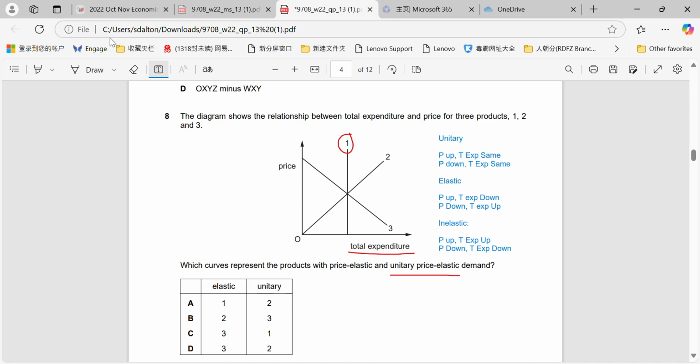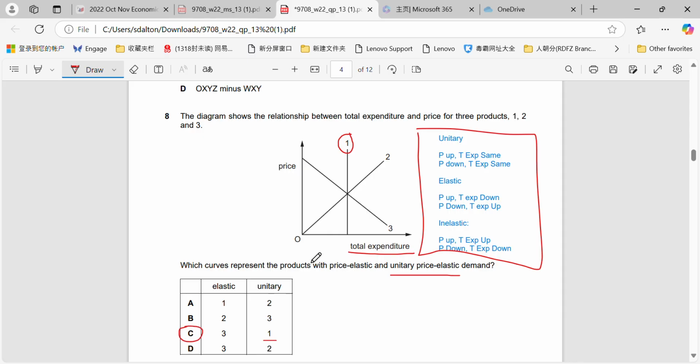Okay, now once we know that basic information, which we have to know to be able to answer the question, we take a look at the graphs. Now we can see straight away that our answer is going to be C, because we've identified unitary as 1. Total expenditure is not going to change as the price rises along the vertical axis, or as the price drops along the vertical axis as well. Elastic is 3, and that's because as the price goes down here, we can see that the total expenditure will rise, right? And that matches up with what our theory tells us. Price goes down, total expenditure rises.